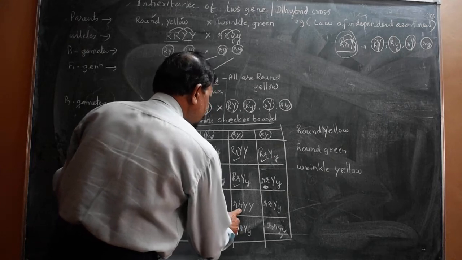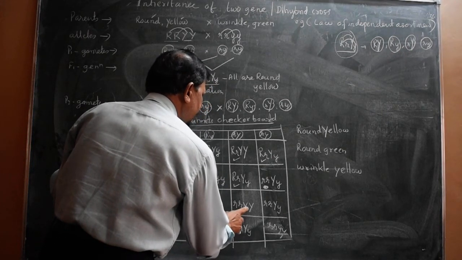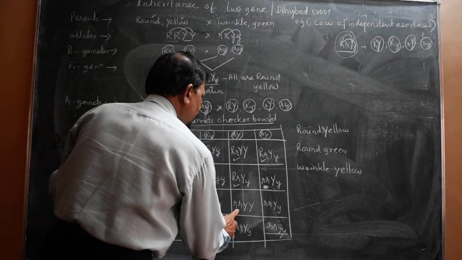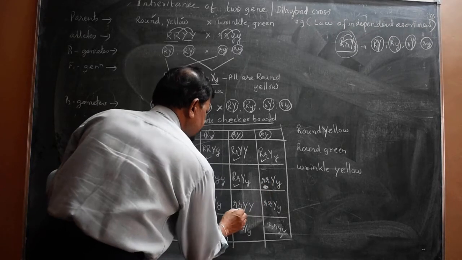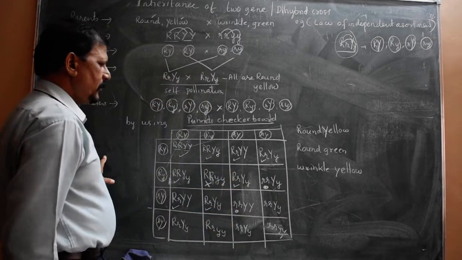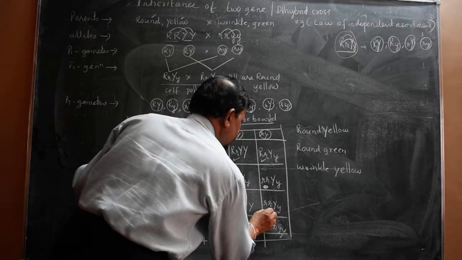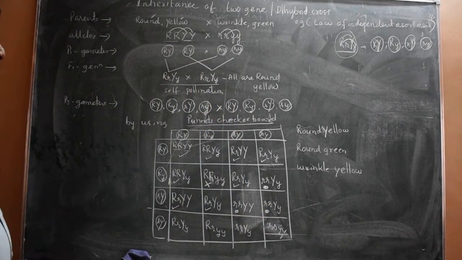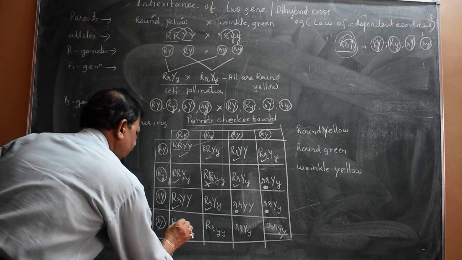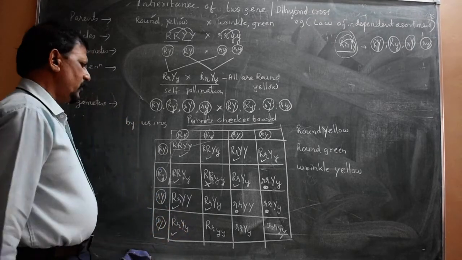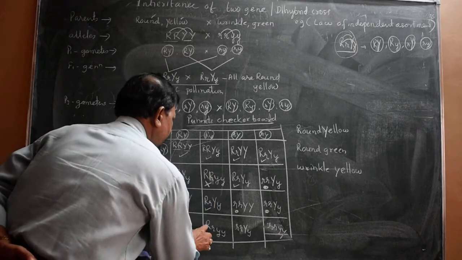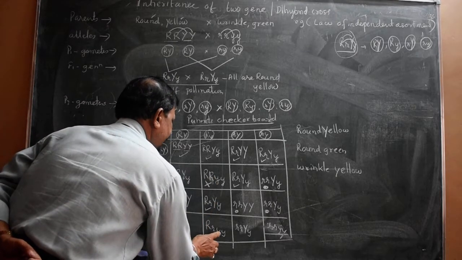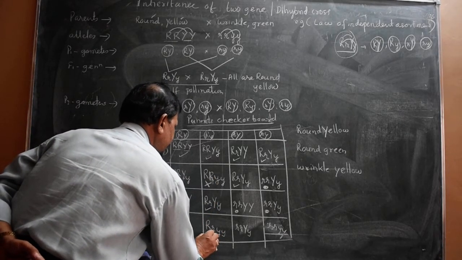Then small r, wrinkled, and this is capital Y, yellow, wrinkled yellow. This is wrinkled yellow, and this is also wrinkled yellow. See, small r, capital Y, small y, wrinkled yellow. Then this is capital R, capital Y, again a round yellow. Then this one, capital R is there, that is round, and small y is there, that is green.